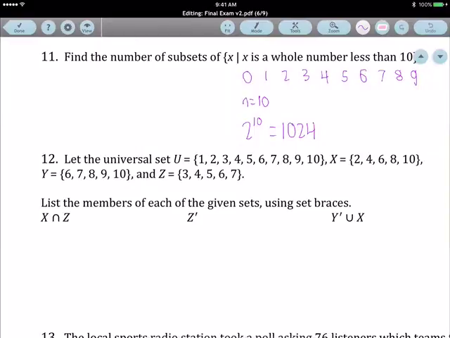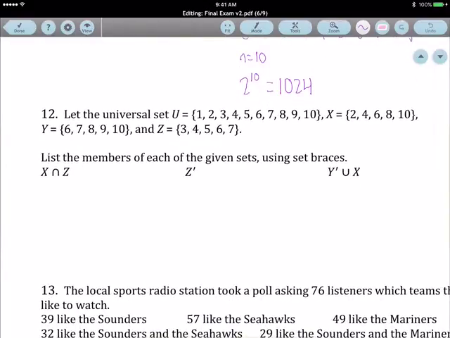Okay. All right, so let's look at one now where we're doing intersection, union, and complement stuff. Here we've got a universal set that's 1, 2, 3, 4, 5, 6, 7, 8, 9, 10. Then set X is 2, 4, 6, 8, 10. Y is 6, 7, 8, 9, 10. And Z is 3, 4, 5, 6, 7. Our first problem says to find X intersect Z. What would that be in this case? What numbers are part of both X and Z?